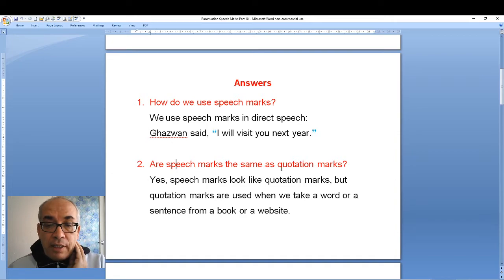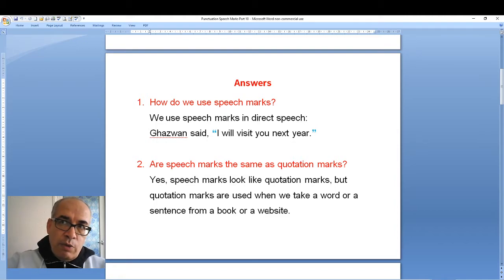Are speech marks the same as quotation marks? Yes, they look the same. Speech marks look like quotation marks, but quotation marks are used when we take a word or a sentence from a book or a website. So quotation marks look like speech marks, but speech marks are used in direct speech.